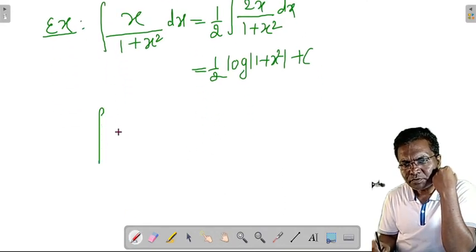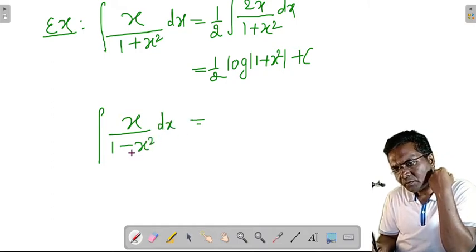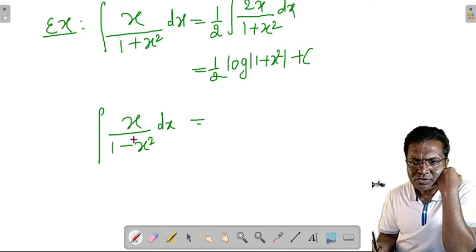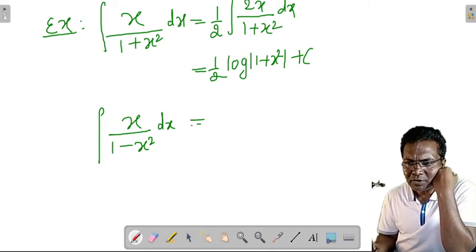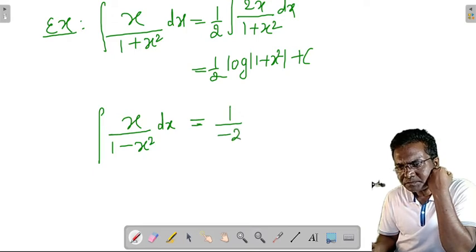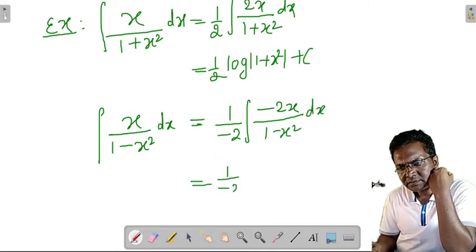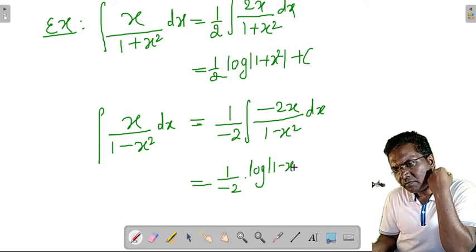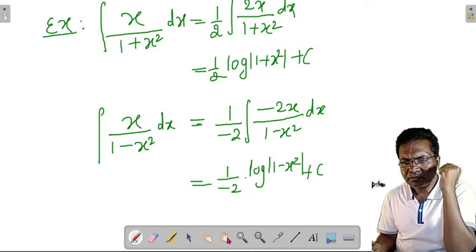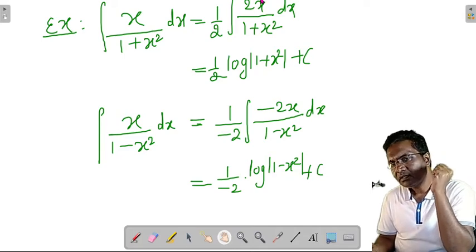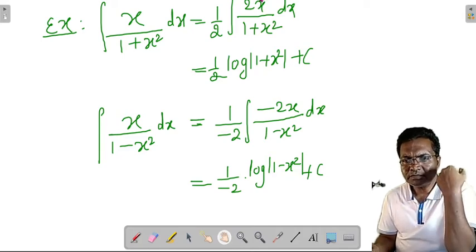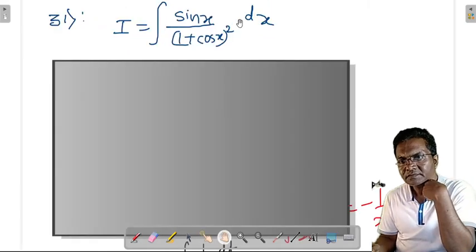One more, suppose you have x by 1 minus x square. Okay, what is the derivative of this? Its derivative is minus 2x. So we have plus x here. So what I do is multiply and divide by minus 2. Okay, now you can see that its derivative is here, means you can write log of 1 minus x square. Okay, so please note down these. These are not part of the exercise. Let's have one more.